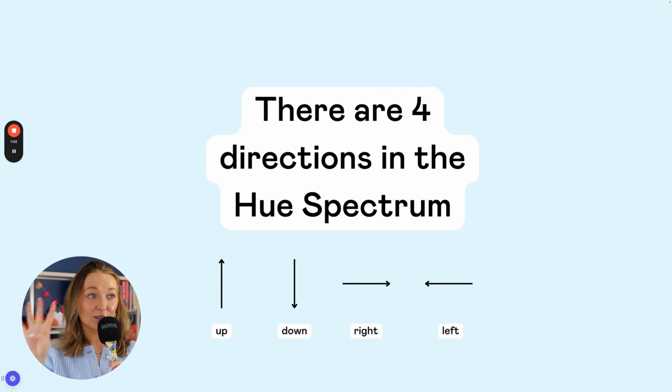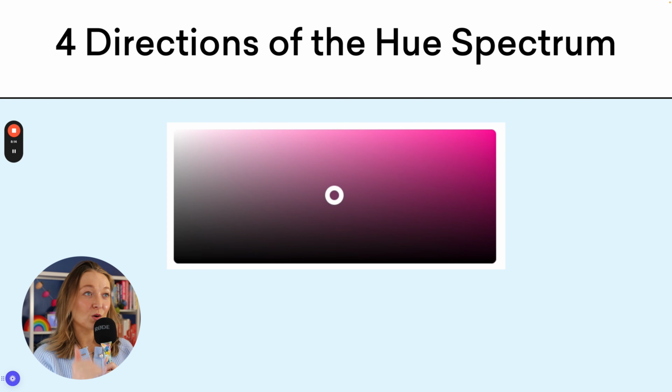Now there are 4 different directions that you can take in the hue spectrum, and I'm going to break these down a little further. But essentially you can go up, you can go down, you can go right, and you can go left. I don't know if my camera will mirror that or not, but it's just up, down, right, and left. I'm going to show you what those 4 directions of the hue spectrum look like using this color. So let's pretend that we're using this hue spectrum of this pink. So if we were to find this in the color spectrum, that's the color we would see. And we're going to start in the middle.